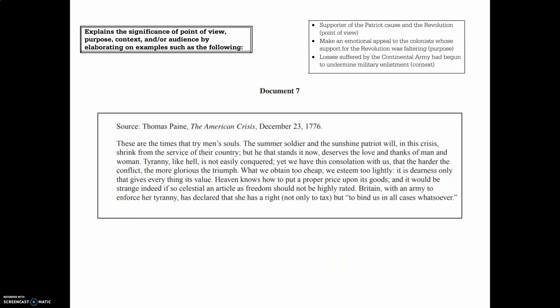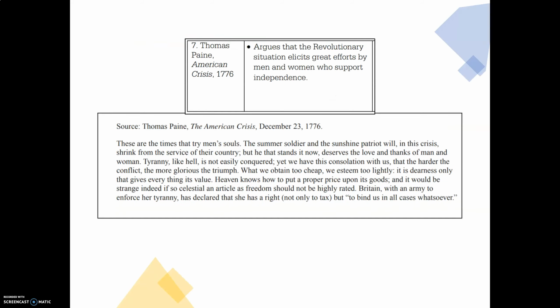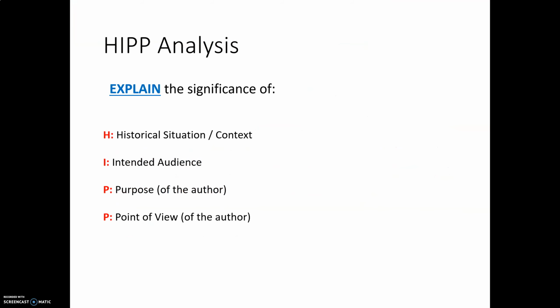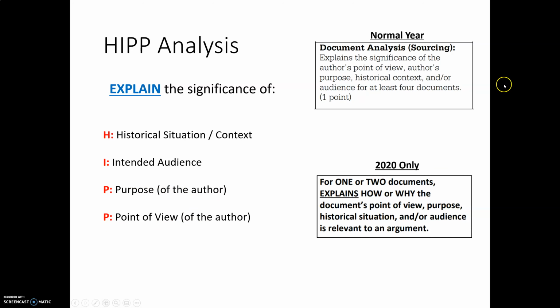So that is, again, our HIP analysis. Let's just run really quickly back through what HIP even means. Historical situation and context is the H, intended audience is I, purpose is the first P, and second P is point of view, again, of the author.